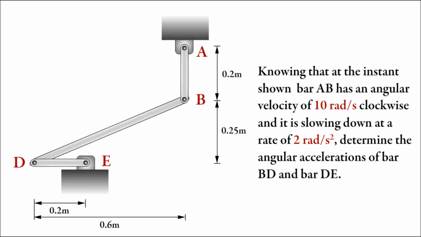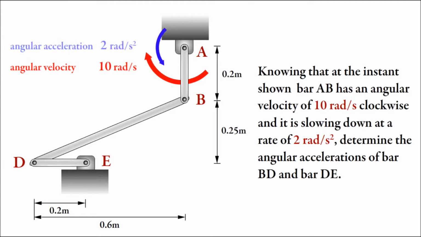Knowing that at an instant shown, bar AB has an angular velocity of 10 radians per second clockwise, and it is slowing down at a rate of 2 radians per second squared, determine the angular accelerations of bar BD and bar DE.